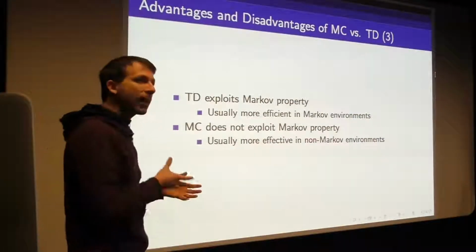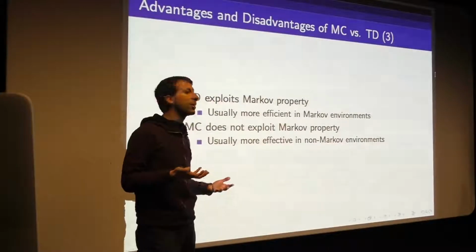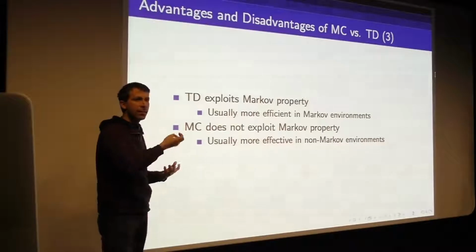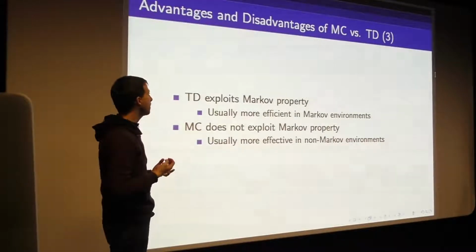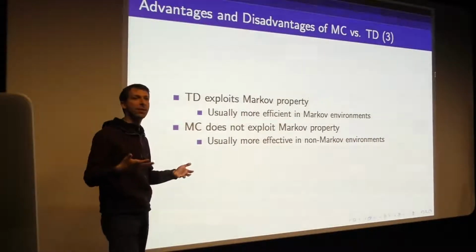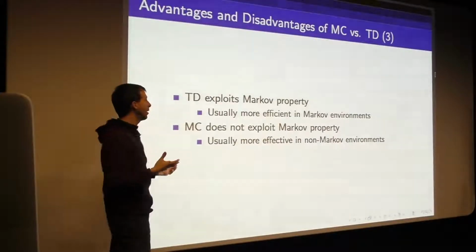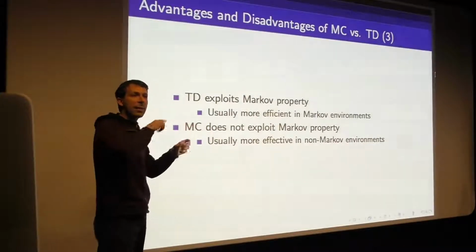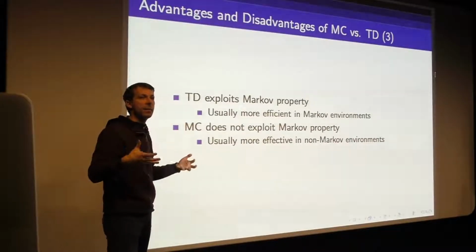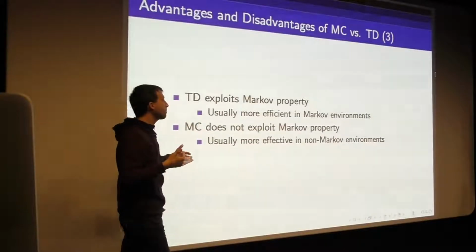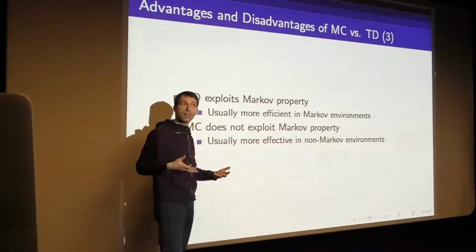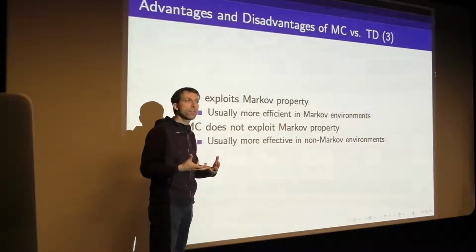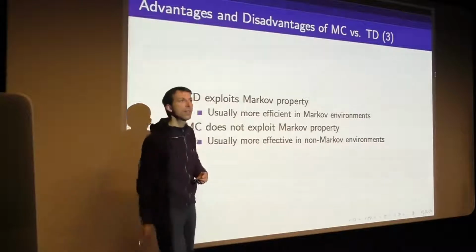Okay, so let's come back. We were trying to understand the advantages and disadvantages of Monte Carlo and TD. I want to summarize the third type of advantage, which is that a Markov decision process has the Markov property. TD exploits this Markov property by building implicitly this MDP structure and solving for that MDP structure. That means that in Markov environments, TD normally is more efficient because it makes use of that Markov property.